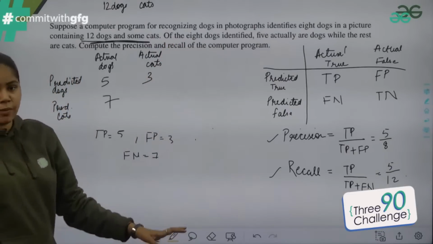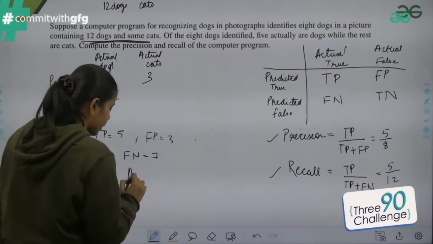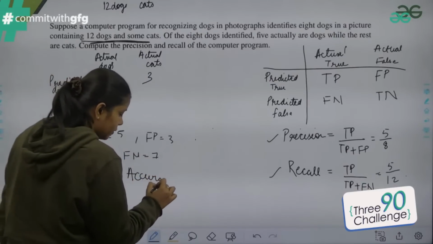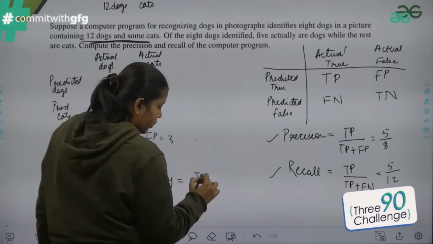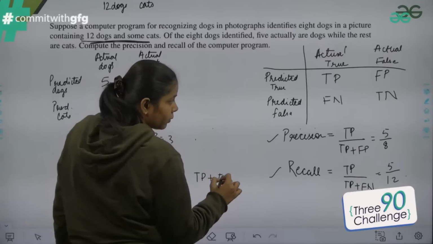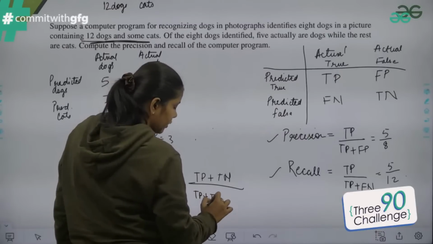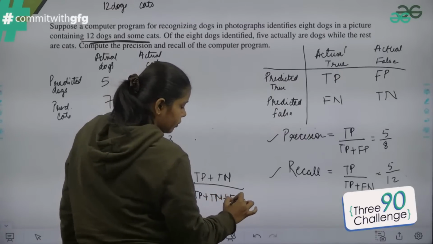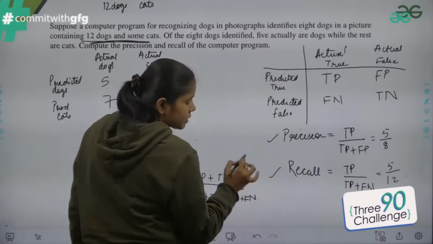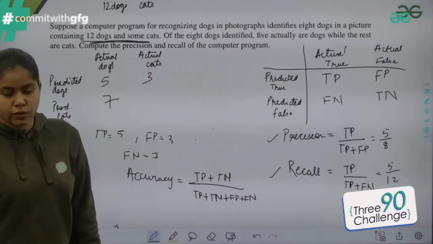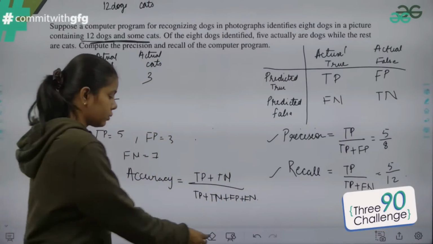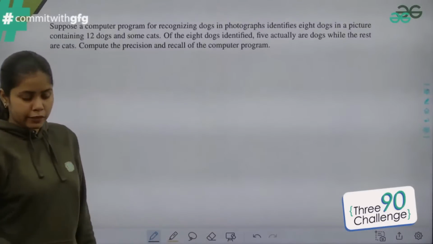So just remember this. And there is one more thing which we can find out: accuracy. Accuracy is true positive plus true negative upon true positive plus true negative plus false positive plus false negative. Just remember this in case they ask for accuracy as well. So how accurate we are, we'll get it from here.